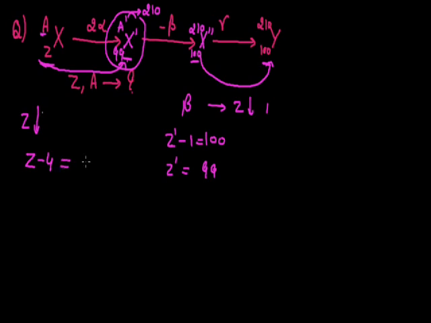So this Z minus 4 should be equal to the value 99. And from here we can calculate the value of this Z, it will be equal to 103. That is the atomic number of this parent nuclei.